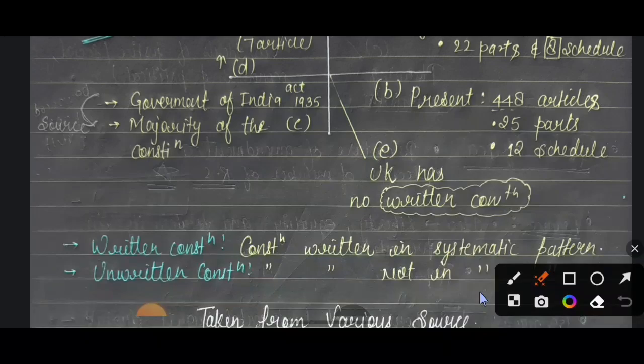A written constitution doesn't mean that it is written by hand or on a computer. It simply means a systematic pattern or an unsystematic pattern. I hope you got this.